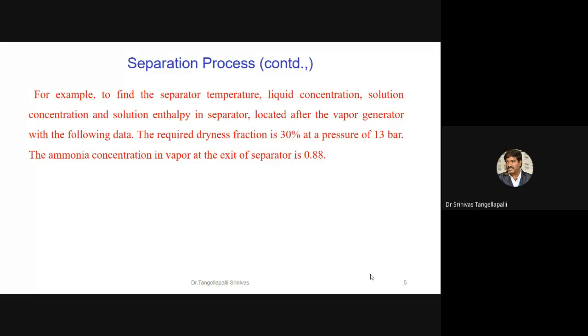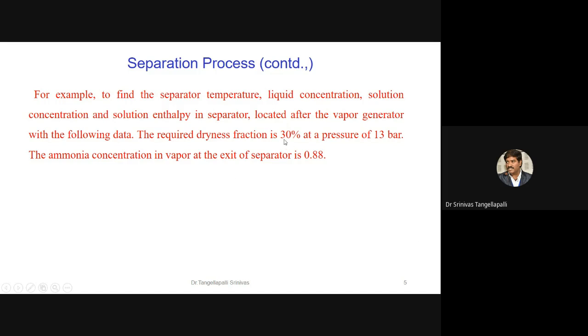Process solution means the exit condition is unknown, at the outlet of the separator. What are the property conditions? So here we are solving this process by finding the exit condition. What information is given here? The dryness fraction is 30%.